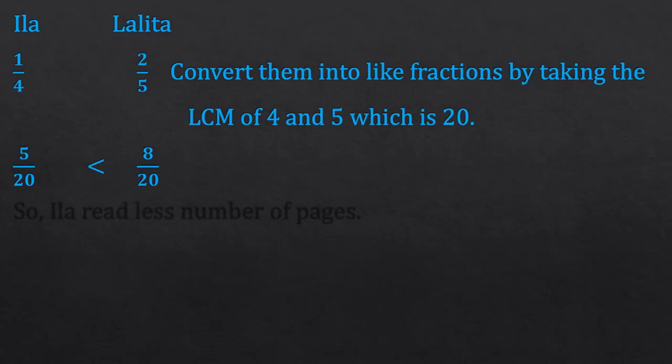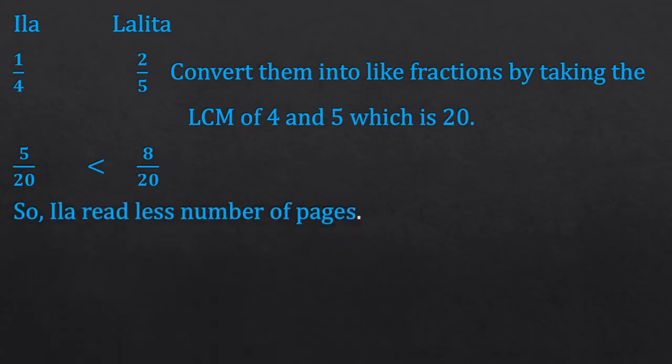Now see Lalita's fraction. Lalita's fraction is 2 upon 5. We have to make this denominator also 20. In place of 5, we want 20. So how will we get 20 in place of 5? By multiplying 5 by 4. So we will multiply the numerator also by 4. 8 upon 20. Now see, in both the fractions, denominators are same.